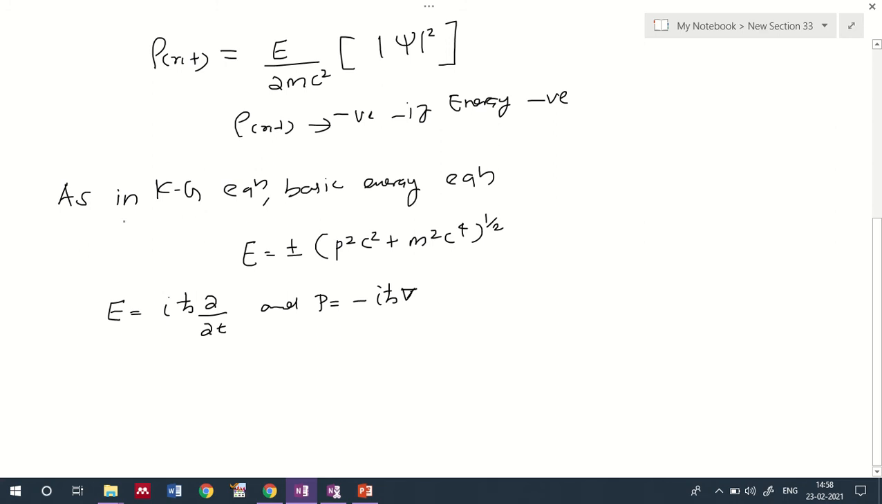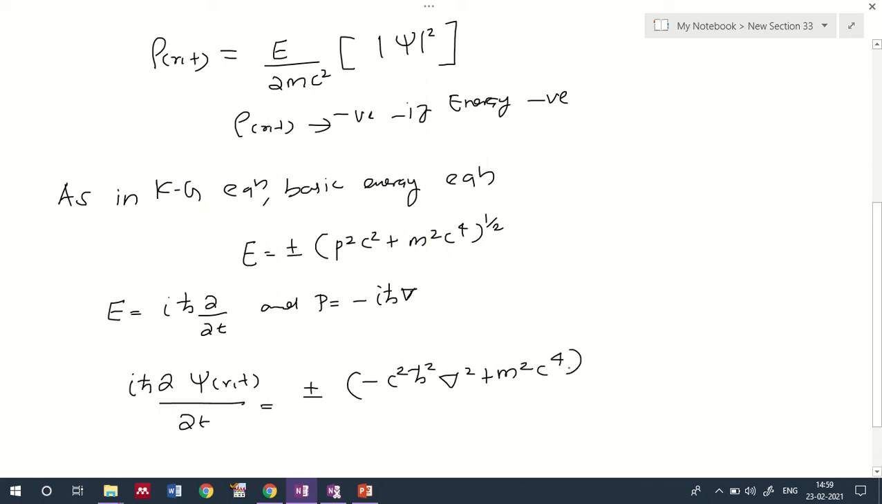Then the equation can be written as i h cross dou psi(r,t) by dou t equal to plus or minus (minus h cross square del square plus m square c raised to 4) raised to 1 by 2 psi(r,t).